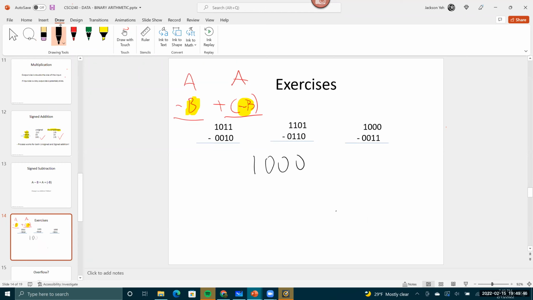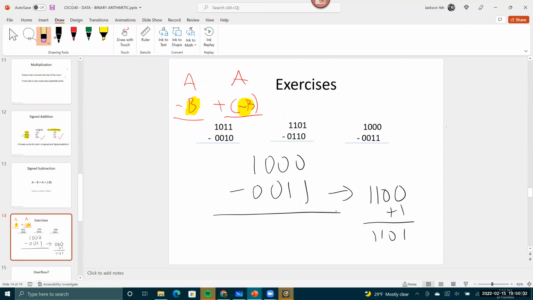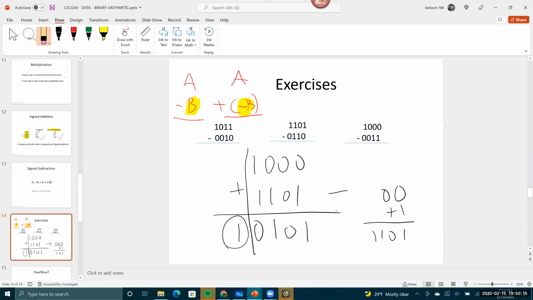1 0 0 0 minus 0 0 1 1. Okay, and this gets changed to 1 1 0 0 plus 1 is 1 1 0 1. So we rewrite this into an addition problem, 1 1 0 1, and add it to 1 0 1. And we're like, oh, looks like we got an overflow problem again, right? So let's see the top.